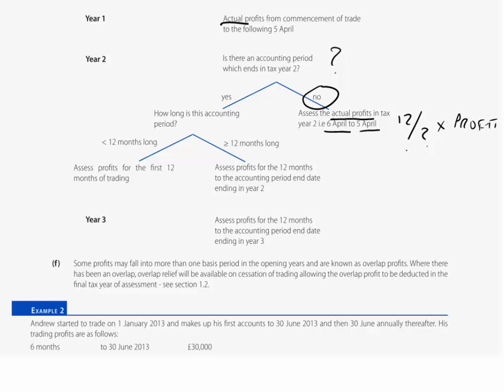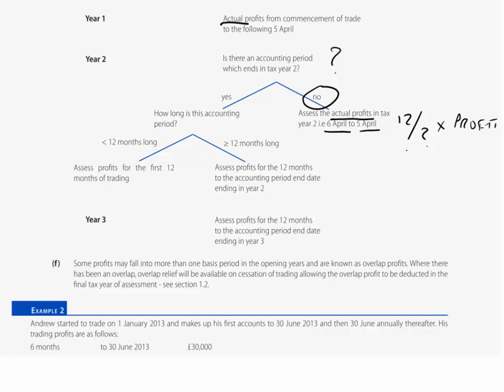Now again, it may seem pedantic. You're going to take 12 months of profit. If it's from, say, an 18-month period, you will take 12/18ths of that profit. What does it matter which 12 months? Well, it matters, as we saw in the previous problem, to be able to correctly determine any overlap profits based on any overlap period. So we need to know.